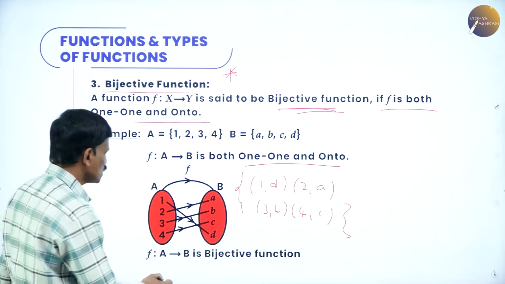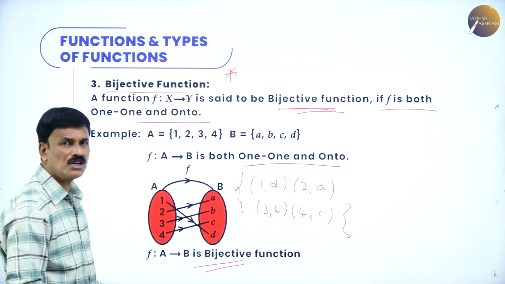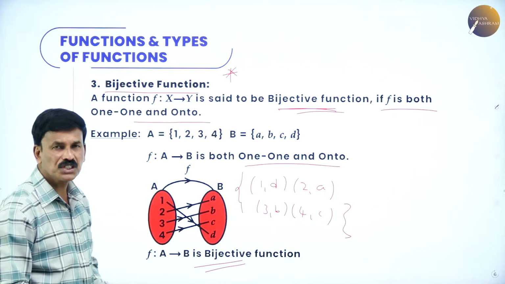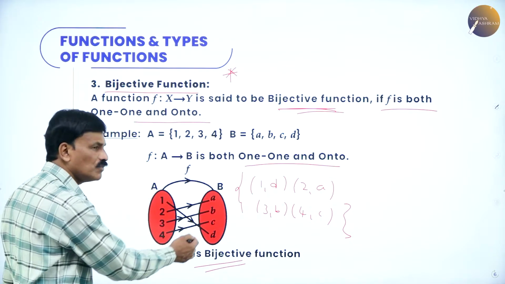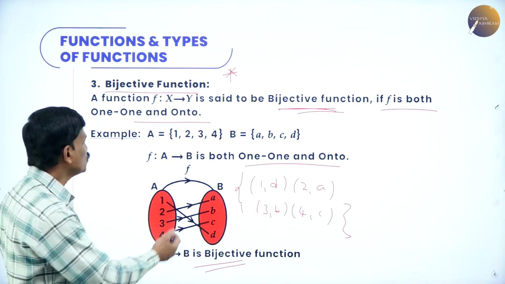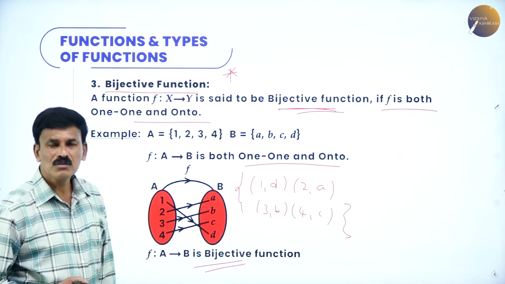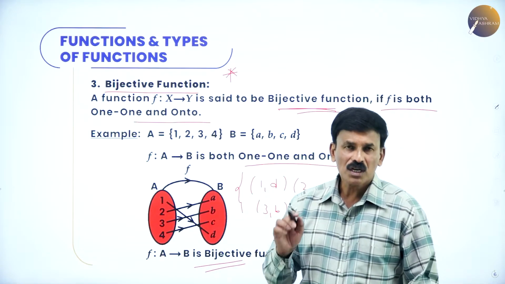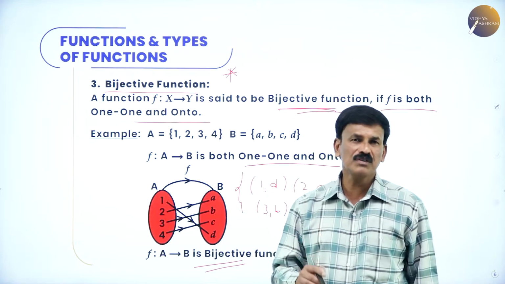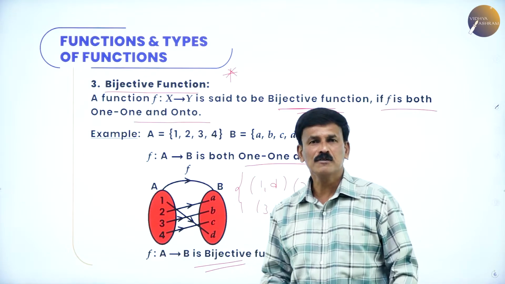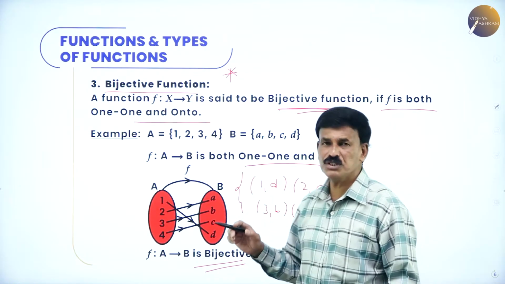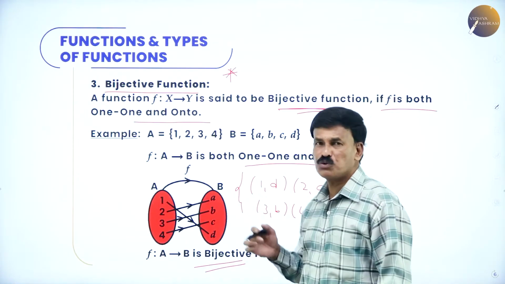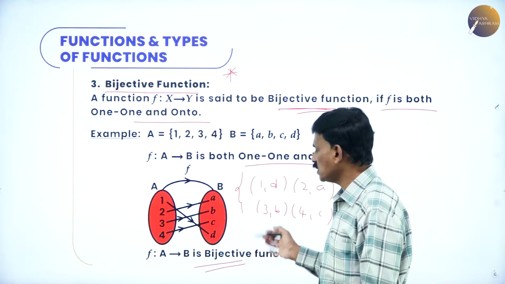So that means this is both one-one as well as onto function. Therefore, f from A to B is a bijective function. Hope you followed what a function is and the different types of function: one-one function, onto function and a bijective function. Bijective function means f from X to Y is bijective if f is both one-one and onto. This is an example.